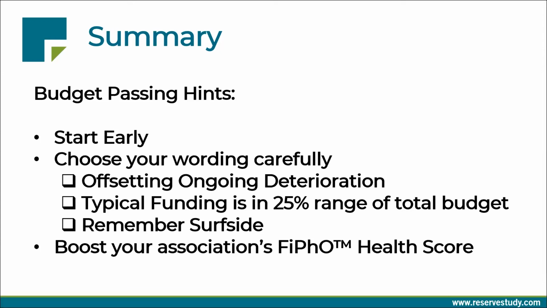And then the new argument is you can boost your association's FIFO health score by budgeting, having a balanced budget, having an updated reserve study, showing that you're increasing your assessments on a regular basis following inflation. There's a lot of good things that come from having a strong FIFO health score.